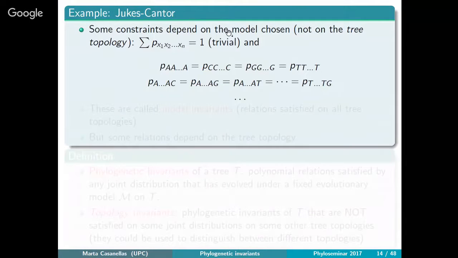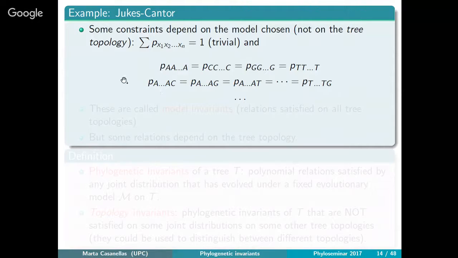Let me put an example. Let's consider the Jukes-Cantor model. There are some constraints, like the trivial constraint that the sum of all probabilities must be equal to 1, that's for sure. And there are some other constraints like this one. If I have the Jukes-Cantor model on any tree, then the probability of observing nucleotide A at all leaves is the same as observing nucleotide C or G or T. So I have this equality, no matter what the parameters of the substitution matrices are. And no matter the topology of the tree actually, it doesn't matter either.